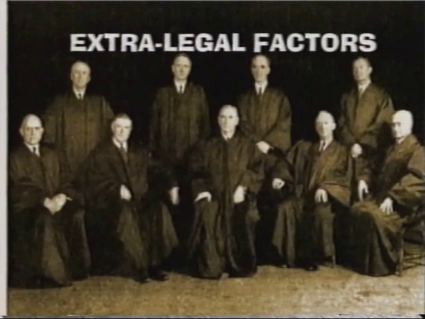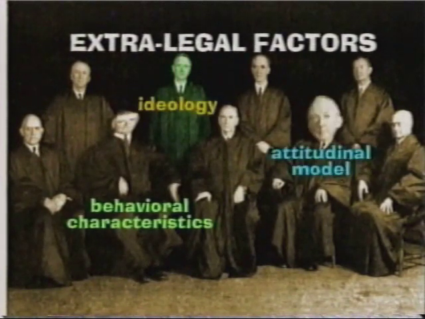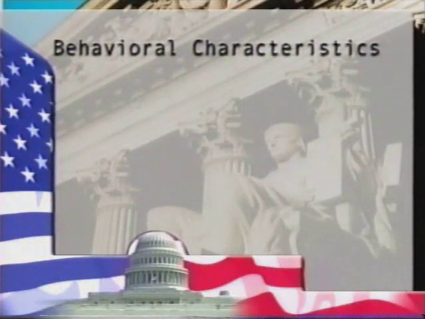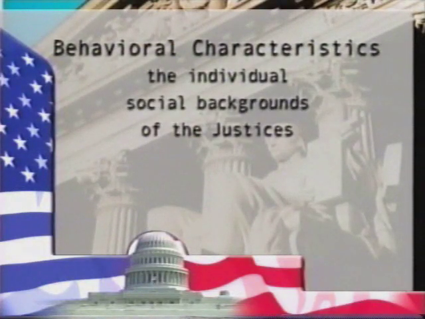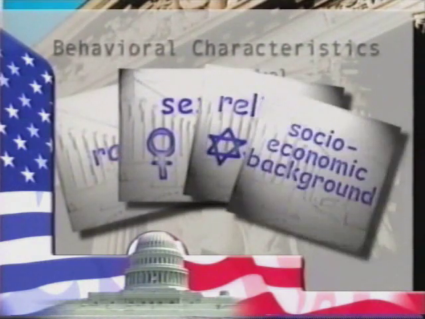We also said extra-legal factors also influence the justices' decisions. The important extra-legal factors for you to know and conquer are behavioral characteristics, ideology, attitudinal model, and public opinion. Behavioral characteristics refer to the individual social backgrounds of the justices and how they affect their personal opinions of issues. These background characteristics include race, sex, religion, socioeconomic background, and more.